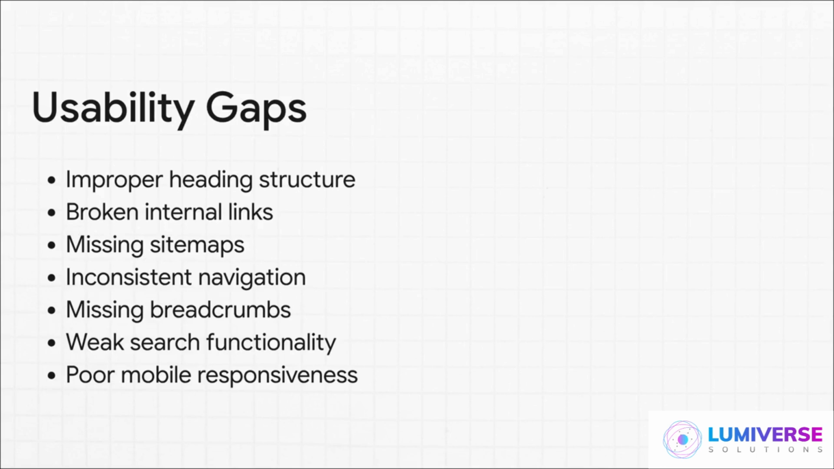Let's move to usability and see how this builds up. When you skip heading hierarchies, like jumping from an H1 straight to an H3, you ruin readability and search engine structure. Dead, broken internal links entirely break the citizen's search path. Missing XML sitemaps? You're hiding from search engines. If your menus change arbitrarily from page to page, or if you don't have breadcrumbs, users completely lose their location within nested subpages. Add in a weak search function or rigid mobile scales that break layouts on a smartphone, and you have a recipe for immense citizen frustration.